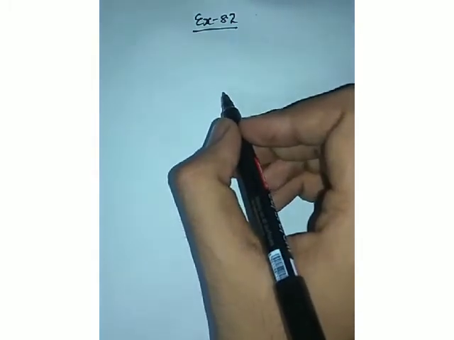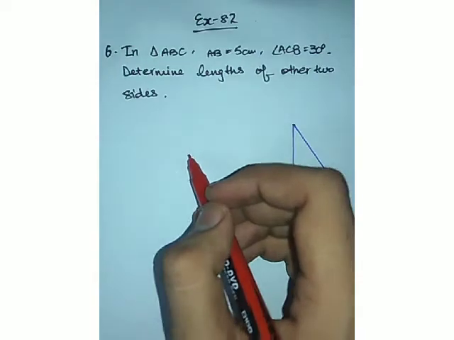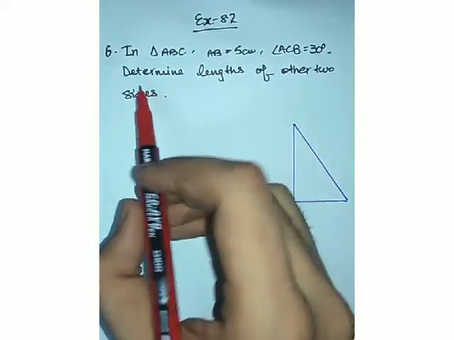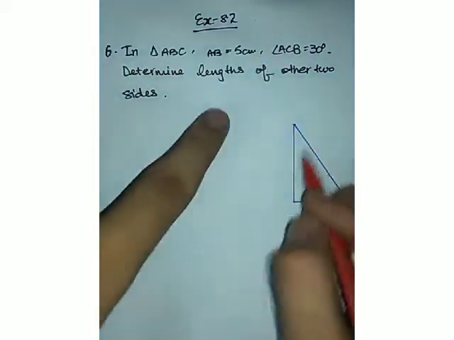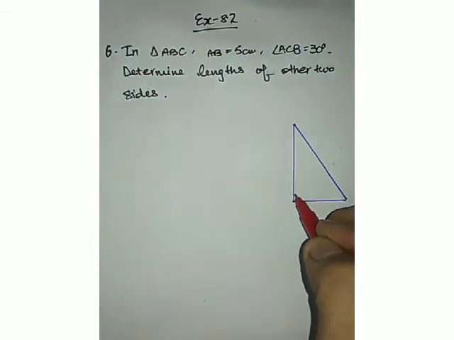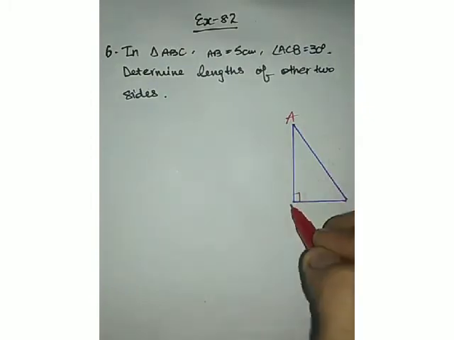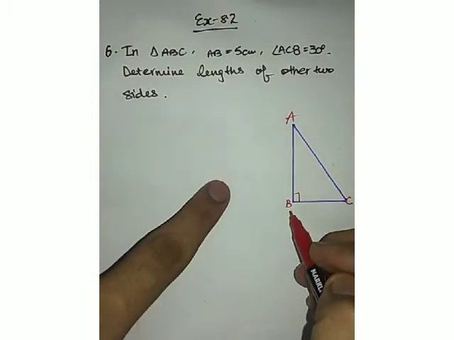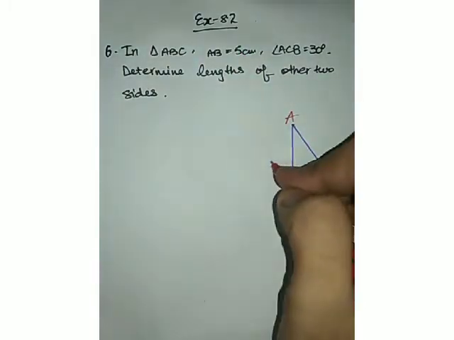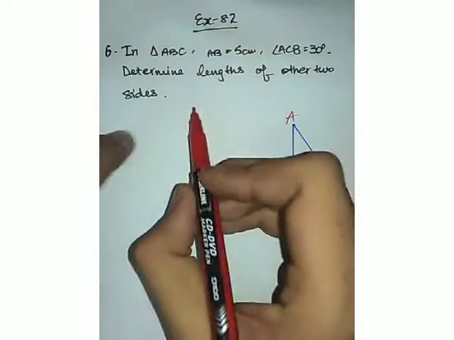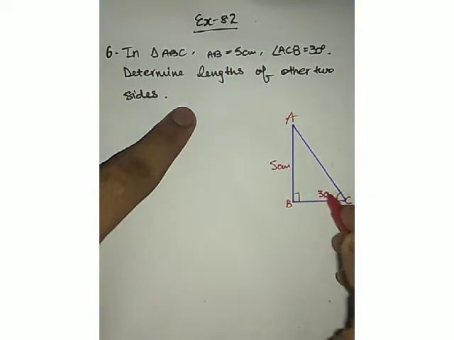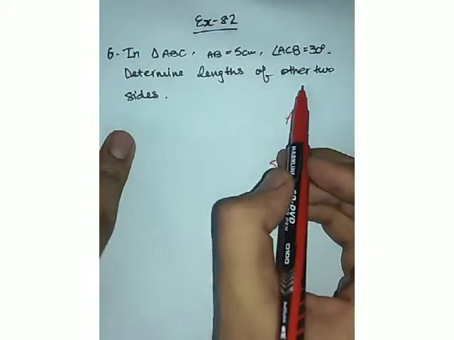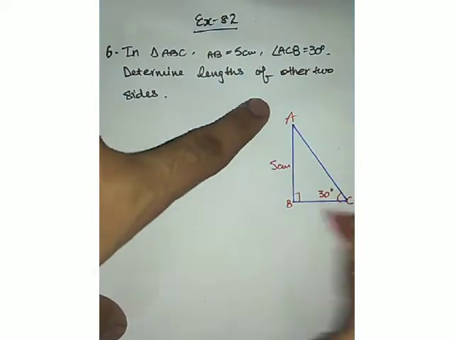Let me write the statement. This is our statement of the very first example. In triangle ABC, AB is equal to 5 centimeter. Now it's a triangle given, A, B and C. It's right angled at B. Now AB is equal to 5 centimeter is given and angle ACB is equal to 30 degree. Determine lengths of other two sides. We have to find AC and BC.